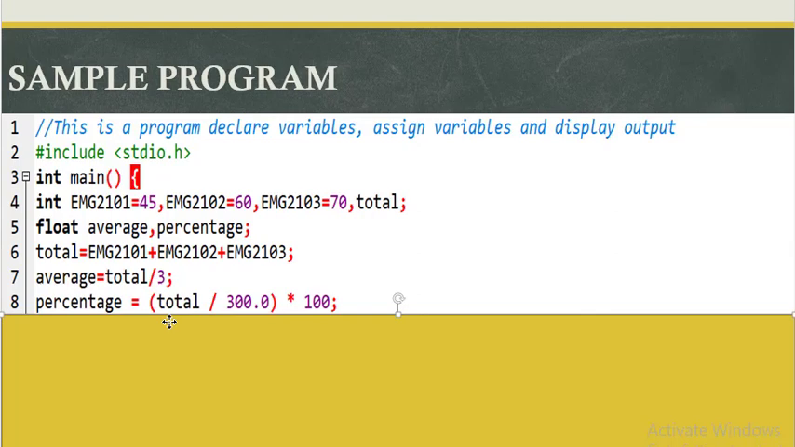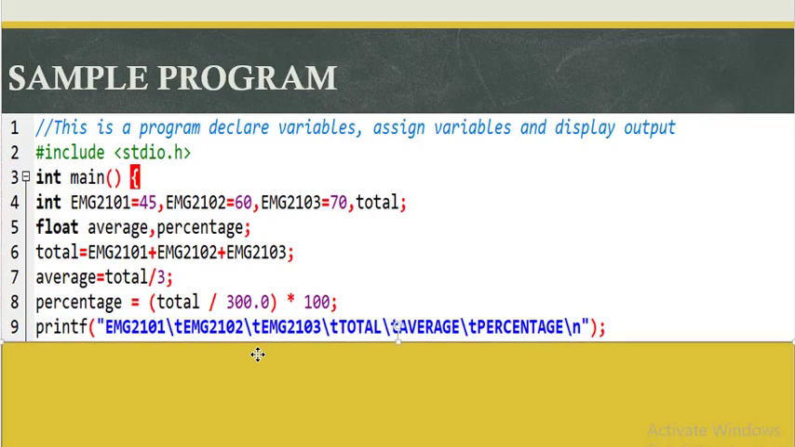The next thing is how we compute the percentage. And of course, the percentage is gotten by taking the total, dividing by 300, then multiplying by 100. Because each of them totals up to 100, the 3 of them total to 300. You get the total the student got, then you multiply by 100. Then we now need to display the output. So we want to have several headings. The first heading should be EMG2101, EMG2102, EMG2103, the total, the average, and the percentage.